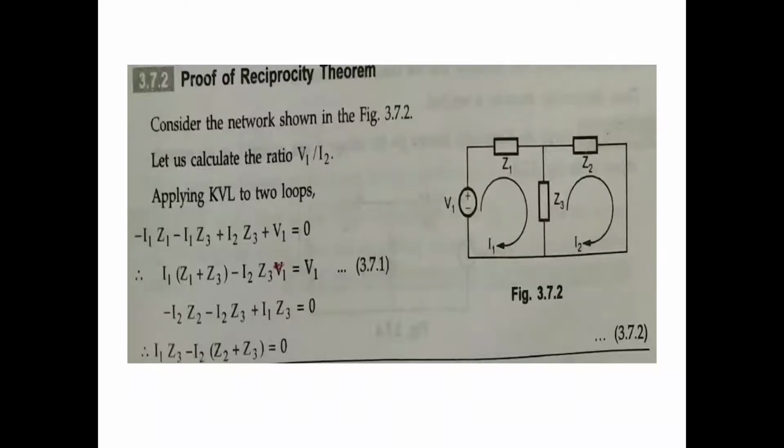The second loop: I2 Z2, next I2 Z3 times (I2 minus I1). That gives minus I2 Z2 minus I2 Z3 plus I1 Z3 equals 0. So I1 Z3 first, minus I2 common (Z2 plus Z3) equals 0.